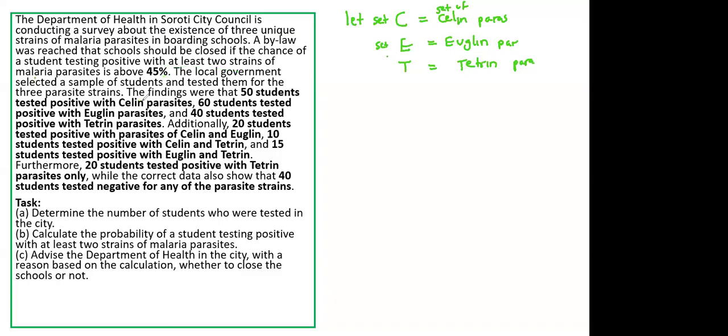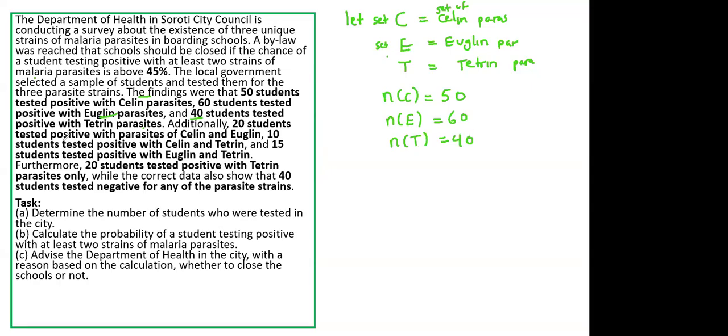So we start from here. The findings were that 50 students tested positive with saline. So I will say N of C was equal to 50 students. 60 tested positive for this virus, so I will say N of E was equal to 60. And 40 tested positive with this, so I'll come here and say this was equal to 40.